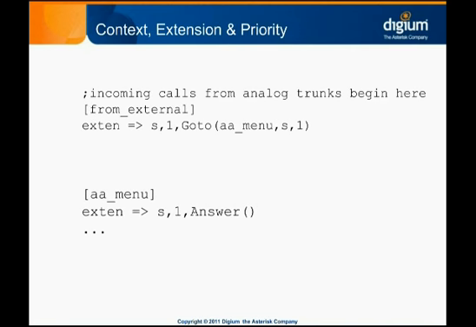The most specific way to pass arguments to Goto is to supply a context, extension, and priority. Using this format, you can jump to any point in the dial plan. This extension in our dial plan serves as a great example of this. Here we have an s extension to match incoming analog calls in the from-external context. Goto routes the call to the AA_menu context at the first priority in the s extension.